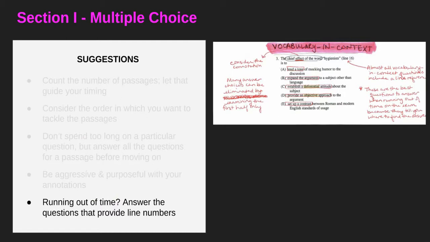Another suggestion, if you are running out of time, look for those questions that tell you where to find the answer. So, for example, a lot of the vocabulary in context type questions give you a line number. And that's basically a way of the College Board saying, hey, here's where you can find the answer. Now, you may need to read a few lines ahead. So you might need to start at line 14 and read to line 18 in order to figure out the answer. But these are really good questions to try and answer if you are in that situation where you're running out of time and you need to be strategic.